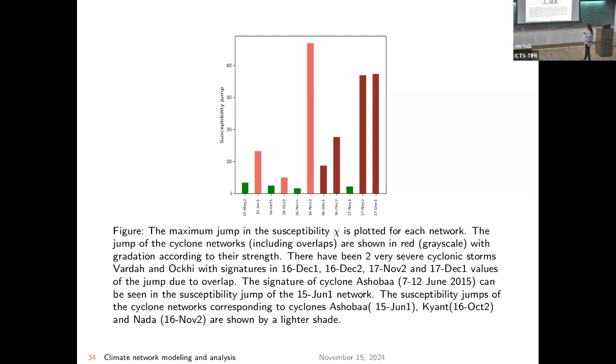This shows the jump in the cyclone networks, including the overlaps, because there were certain overlaps. One cyclone was followed by another cyclone in just 4 days. The strength of the cyclone is again shown. All these reds are the cyclone lines, and the gradation shows the strength of the cyclone. These are the networks for which there was no overlap, like in that 15 days there was no cyclone. And during the cyclone, we see the higher value of susceptibility jump.